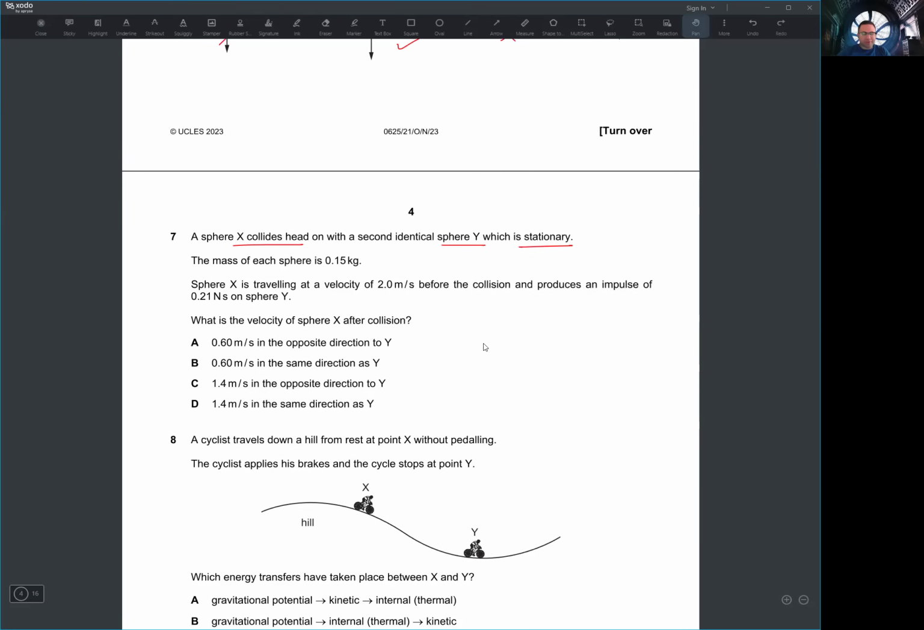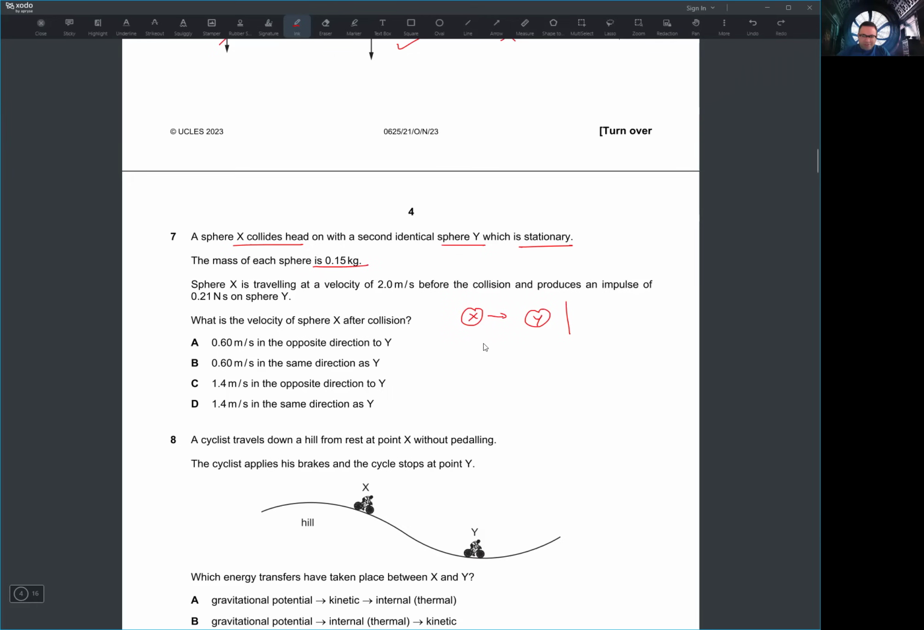Please, for the love of all that's good and holy, draw. Sketch. It doesn't hurt. I'll draw here X moving, and it's going to collide with Y, which is stationary. I have the mass.